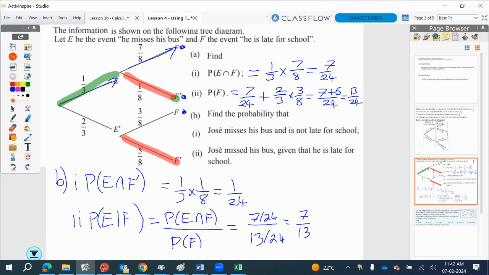I don't really get V1. Why is it 1 over 3 times 1 over 8 when the numbers are 2 over 3 and 5 over 8? Find the probability that Jose misses his bus and is not late for school. So he misses the bus and is not late for school. Yeah. 1 over 3 times 1 over 8. I was looking at the problem one second. Okay.